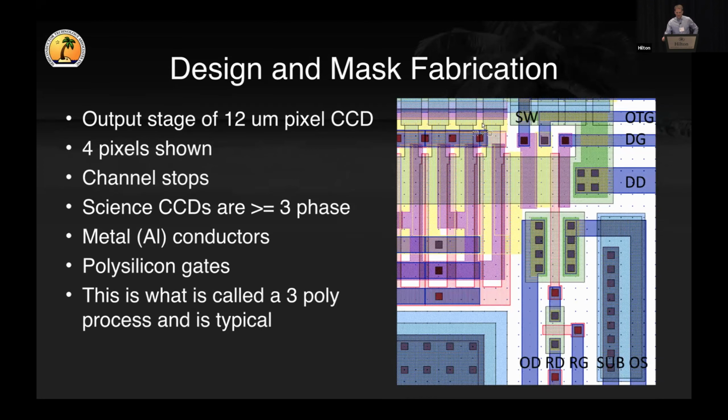The yellow is an important region. We call that the buried channel, and that's very critical for getting the electrons produced by the photons to the right spot. If that buried channel is not produced right, you don't have good charge transfer, you get lines that aren't symmetric, all sorts of problems. The blue is conductors. This is what we call a 3-poly process. There are 3 layers of polysilicon used as conductors that create the gate electrodes that move charge around on the CCD.